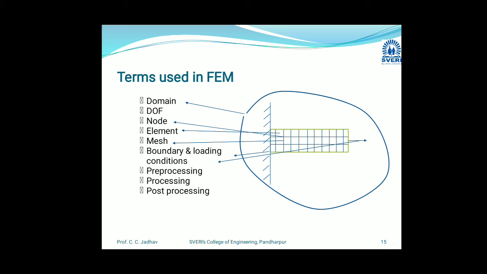Next is pre-processing. Pre-processing includes creation of the domain and meshing with the help of nodes and elements. This is the first initial step, where we go ahead with solving our problem. For that, we first have to create the domain, and in that we have to create the mesh with the help of nodes and elements. We are going to divide the problem into n number of elements. So this is the first step of FEM, that is, pre-processing.